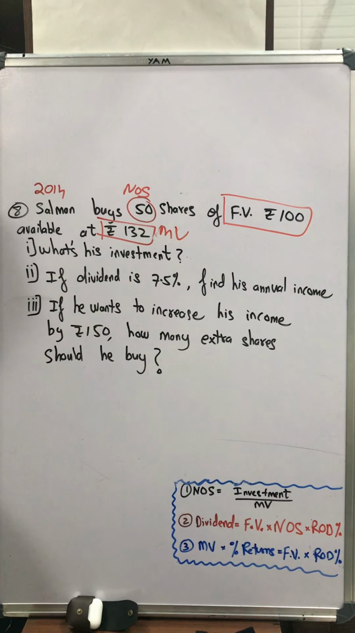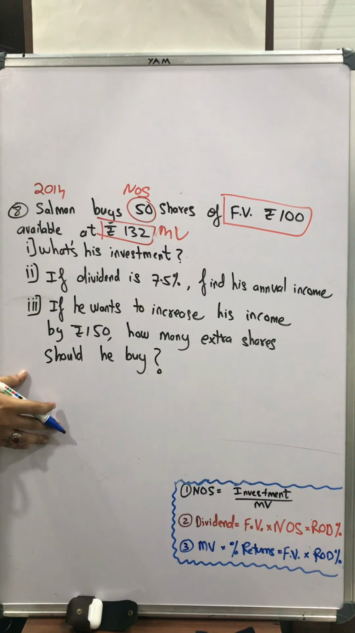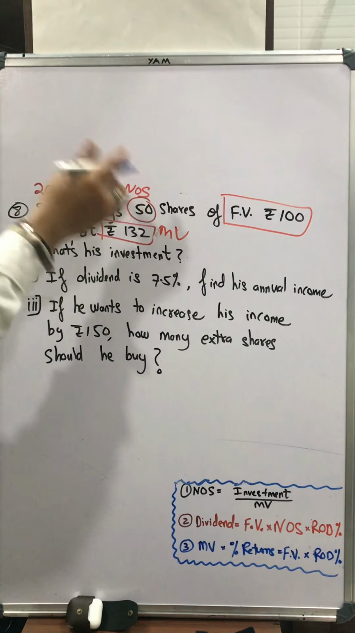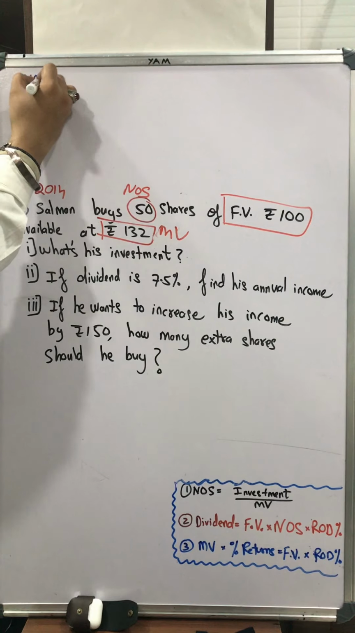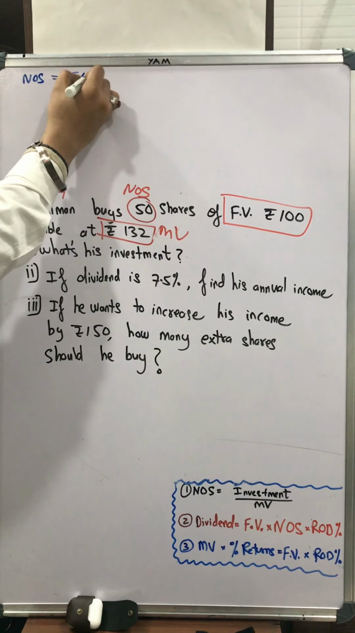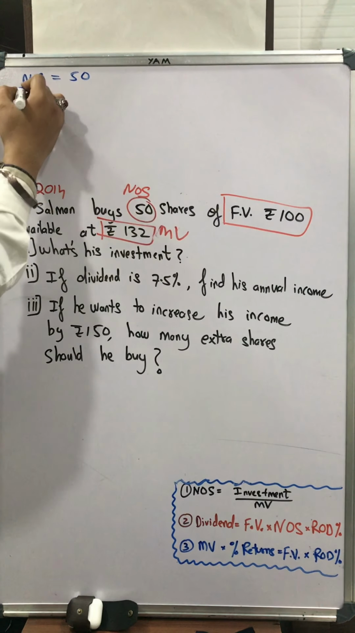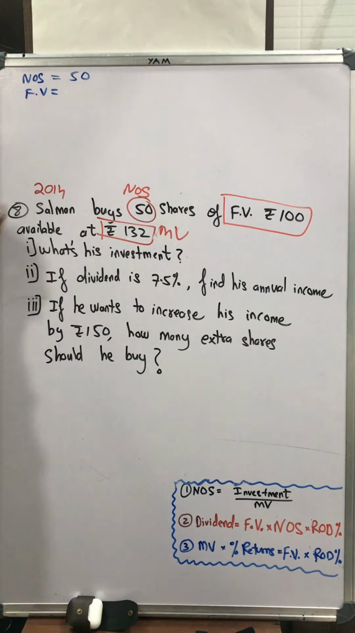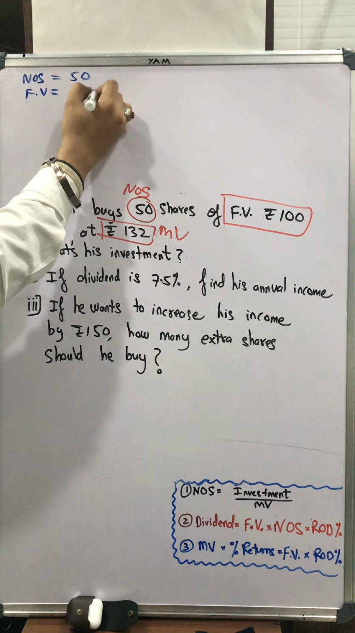MV. Okay, so let's write the given data on the board first. Here, various things are asked over here. The first thing, Salman buys 50 shares. So can I say number of shares Salman buys is 50 of face value. So face value over here is rupees 100.